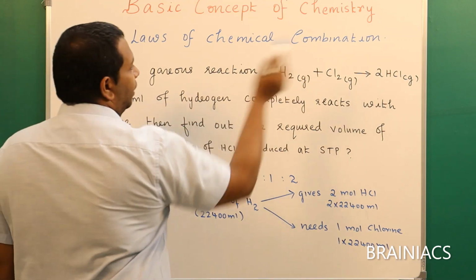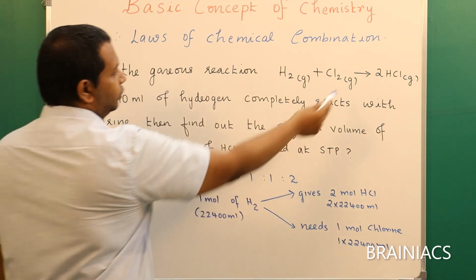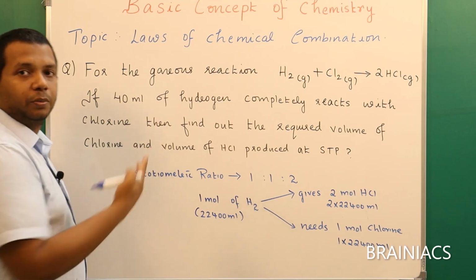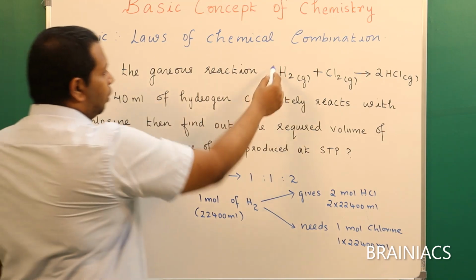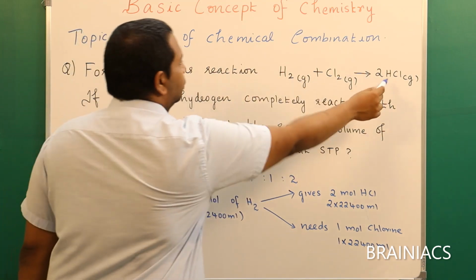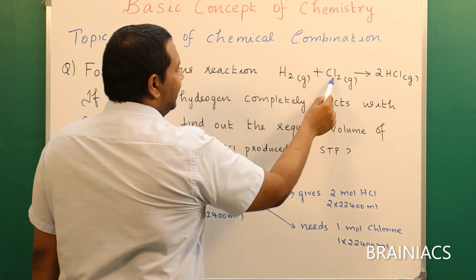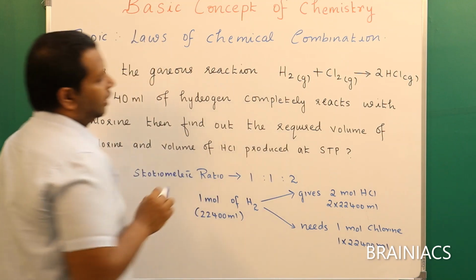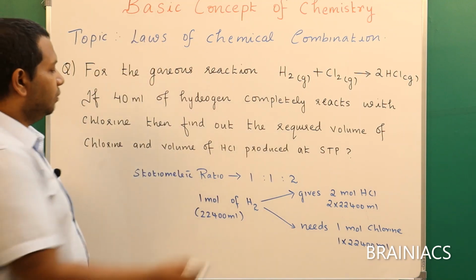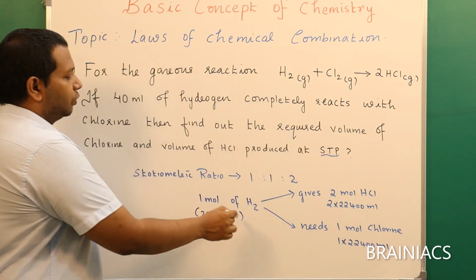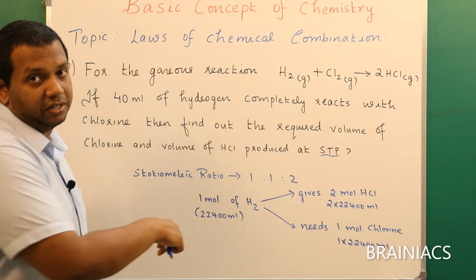The equation is balanced, so we can say 1:2. Now, based on this, as per the stoichiometric method, I can write: 1 mole of hydrogen gives 2 moles of HCl, and 1 mole of hydrogen needs 1 mole of chlorine. Correct. Now I know that 1 mole of hydrogen at STP, very important, at STP is 22400 ml, not in liters. I am writing directly in ml.